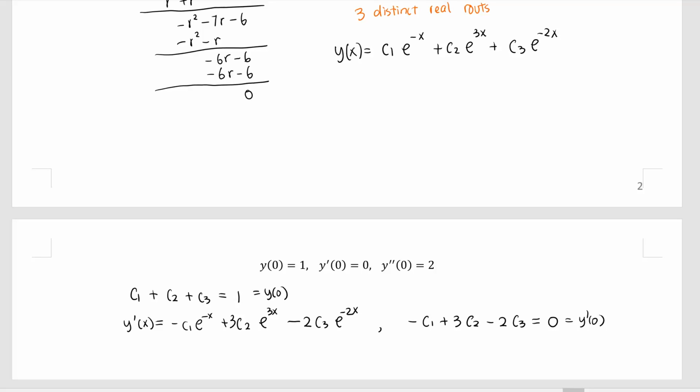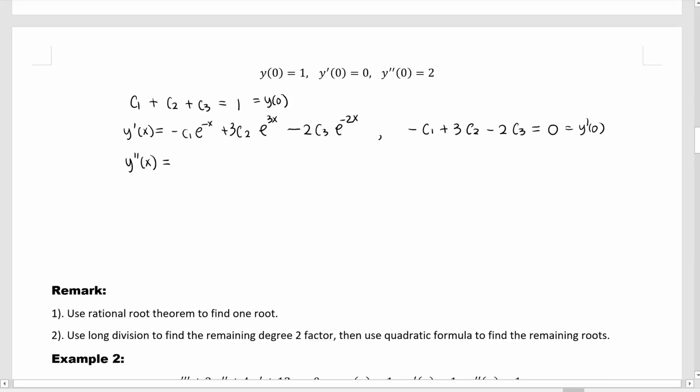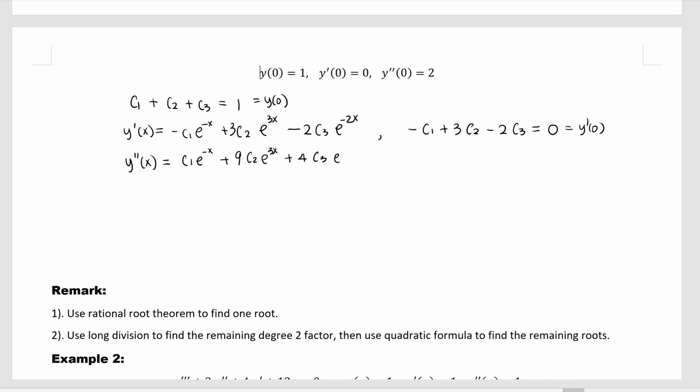This is y. Okay, and second derivative. We take one more derivative. What do we get? We have c1 e to the minus x, two negatives make it positive. Here we have 9 c2 e to the 3x. Here minus 2 times minus 2 is plus 4. And then when we plug in 0, we get c1 plus 9 c2 plus 4 c3 equals 2.